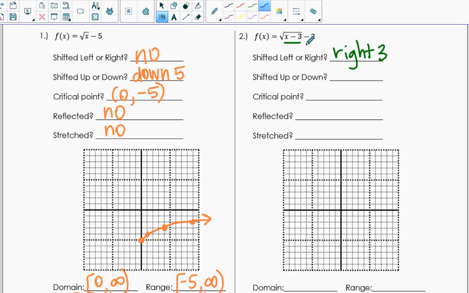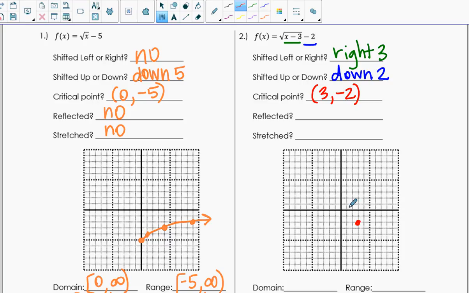Okay, then the minus 2 tells me I'm going to go down 2. So it's like your h and k from before. That's what causes your critical point. Let's see, our critical point, we are going from 0, 0, we're going right 3 and down 2. So that means a positive 3 and a negative 2. So my critical point is now here.